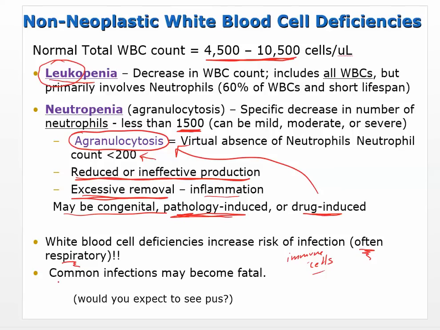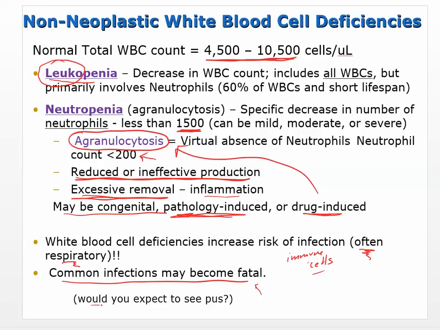So if you have a decreased number or a deficiency in white blood cells, common infections could become fatal. A lot of times things like fungal infections, which normally the body fights off fairly easily, can actually become fatal in someone with a white blood cell deficiency. They can really take hold. So any kind of virus or bacteria can really take hold and can be fatal.